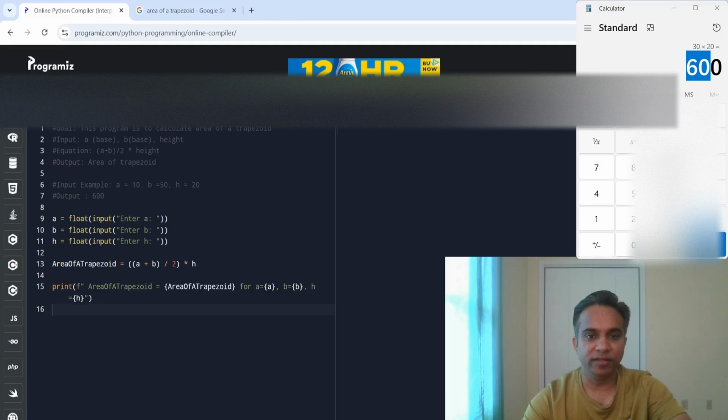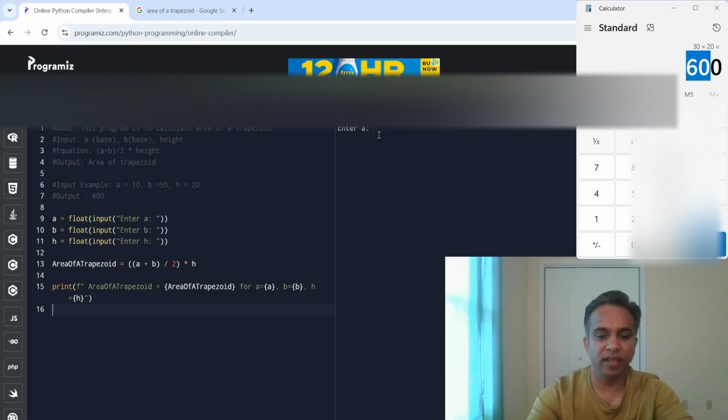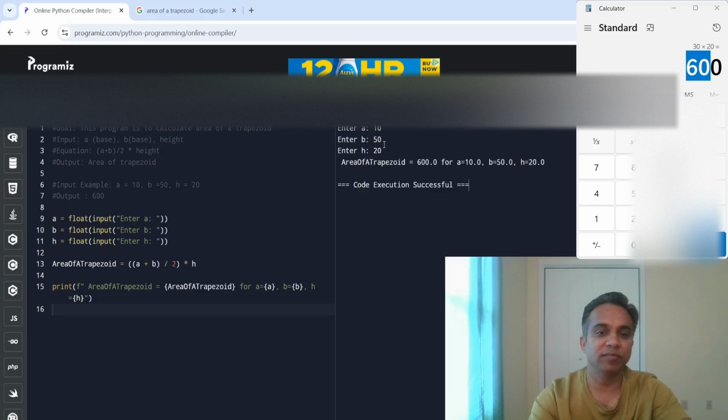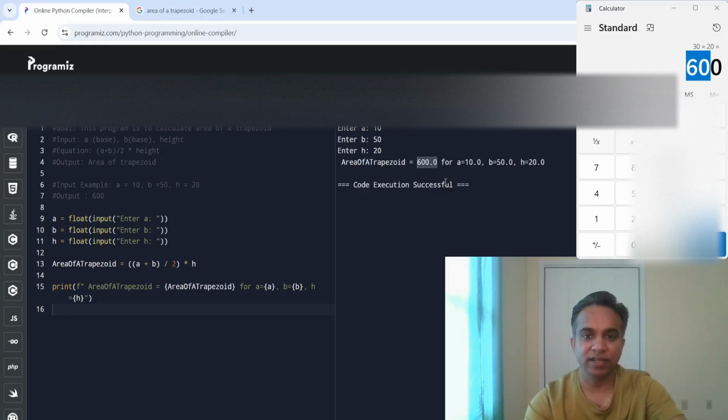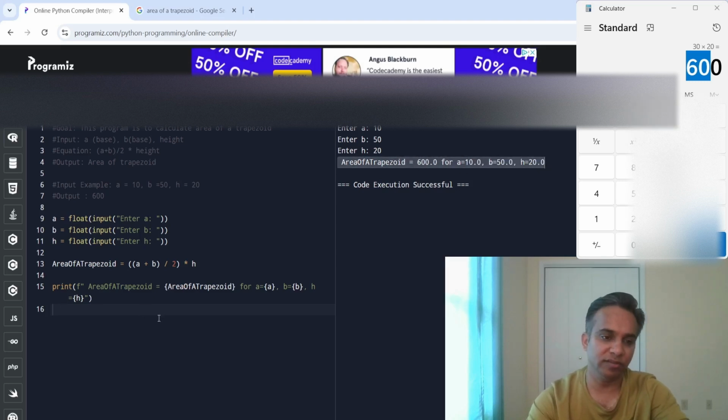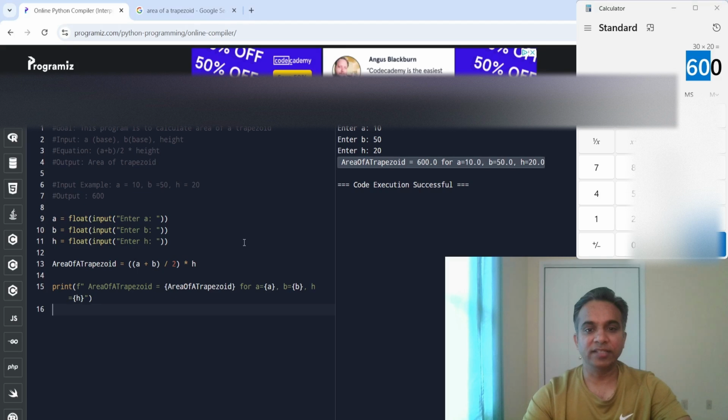And now we run it. So enter a, if we enter 10, b is 50, then h is 20, then we are expecting output as 600, and here we can see that it is printing the values. So that is how we calculate area of a trapezoid using Python.